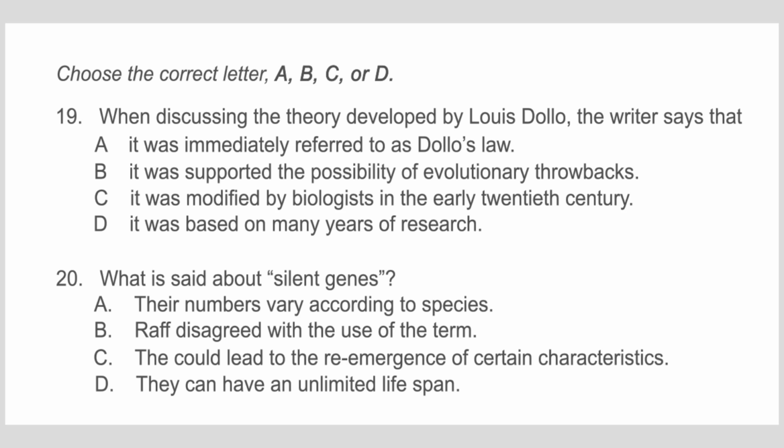In number 19, we have a very easy keyword, Louis Dolo. It's the name of a person. It's the name of a researcher or writer, right? And we have to look for his theory. And what does the writer say about that theory, which was developed by Louis Dolo, right?